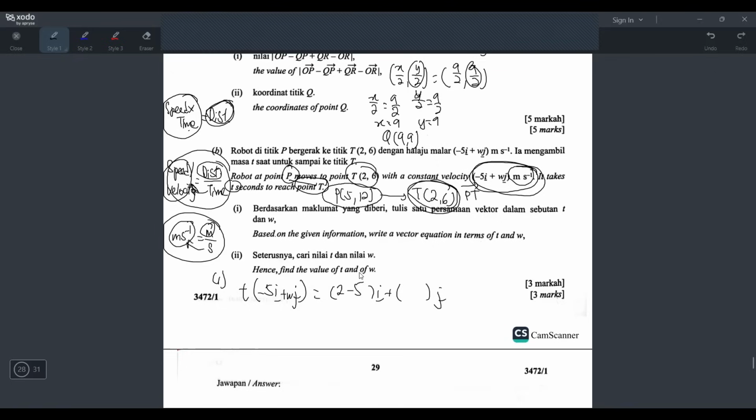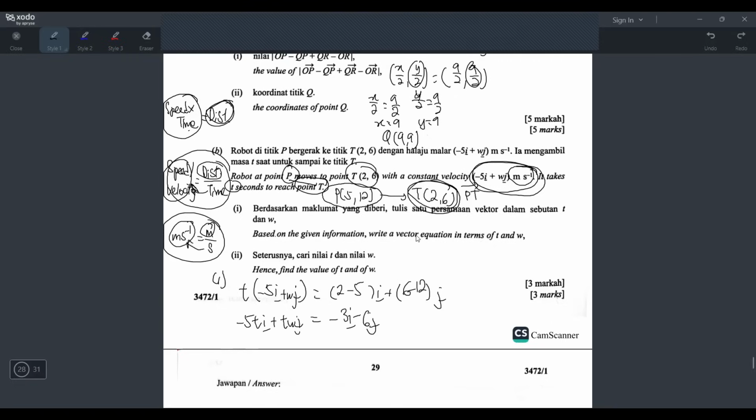So 2 minus 5, you write here, and then 6 minus 12, and then you will get the number in front of J. So the answer will be -3I plus 6 minus 12 is -6J. So I can just erase the plus, change to minus, and then this will be T(-5I plus WJ). But you can actually expand it, right? So it becomes -5TI plus TWJ. So I think this is the answer, right?